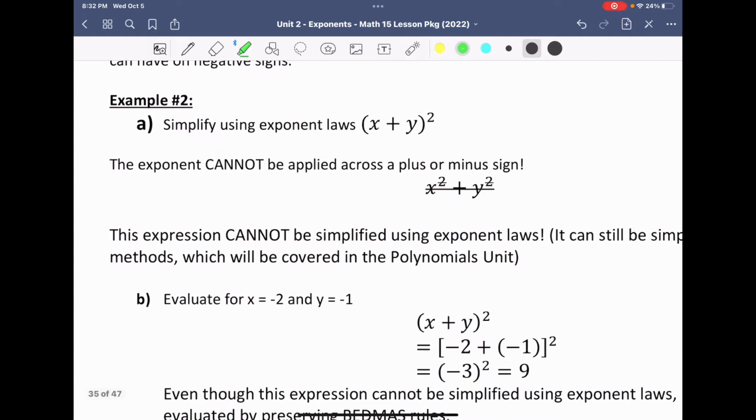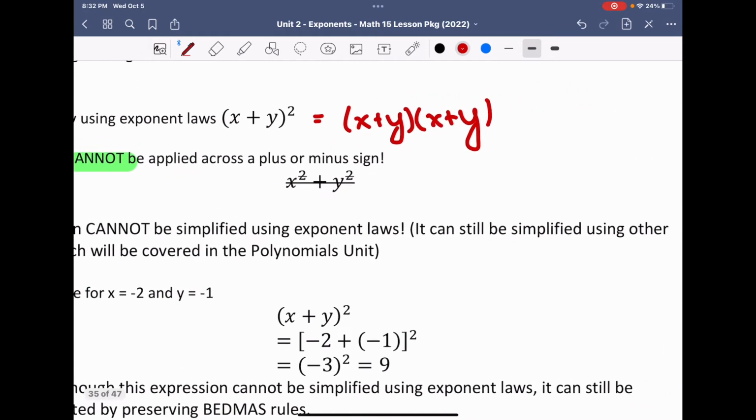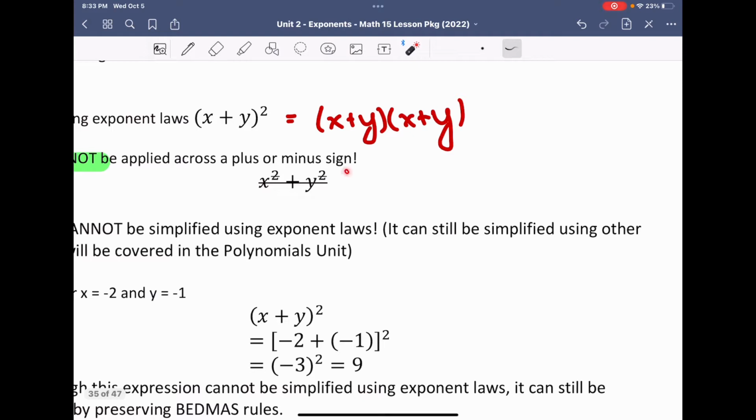Simplify using exponent laws. What we cannot say, we definitely cannot say, is that this means by power rule, we apply our 2 and our 2 here. That is not true. Why is that not true? Because this actually equals the expansion. So I can actually expand this of x plus y and x plus y. Now, let's actually expand this and show what it's equal to and show that it's not just simply x squared and y squared. If I expand this, I'm going to go x times the x times y.